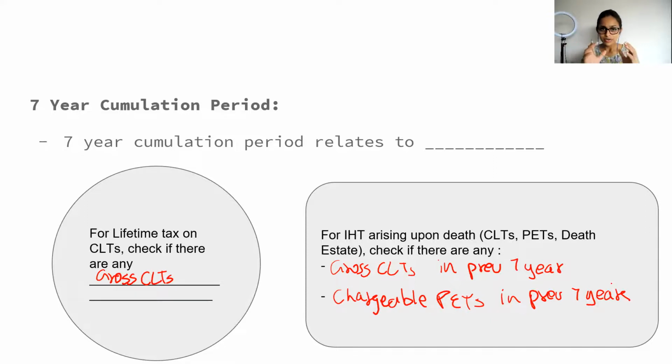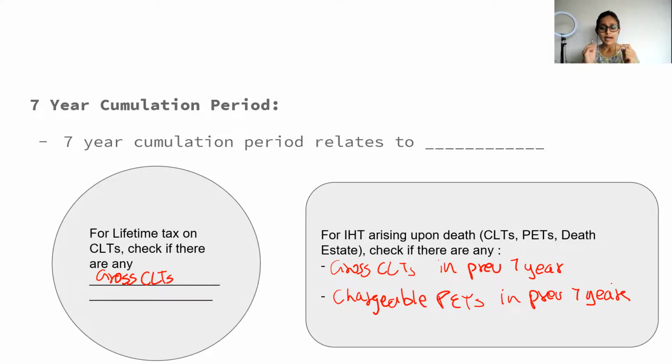It's like when you're calculating your death IHT and you've written the gross CLT and all that, and you come into the IHT calculation. When you write 325,000, take a look at the 7 years before the gift was made. Any gross CLTs, any chargeable PETs? Chargeable PETs means PETs that become chargeable upon death. Not all PETs are chargeable. So any chargeable PETs or gross CLTs.